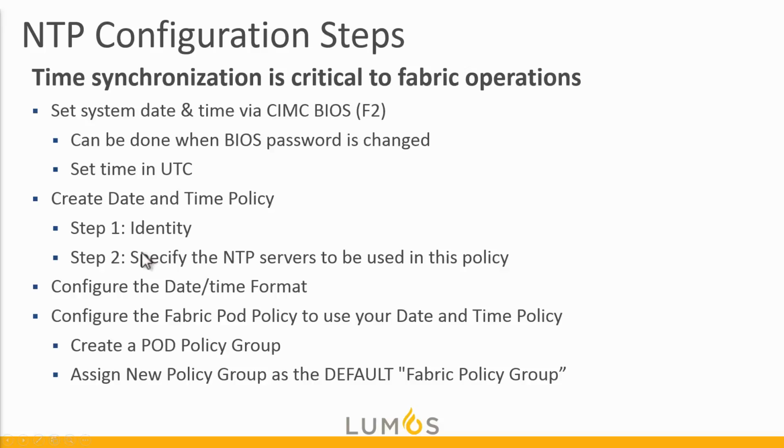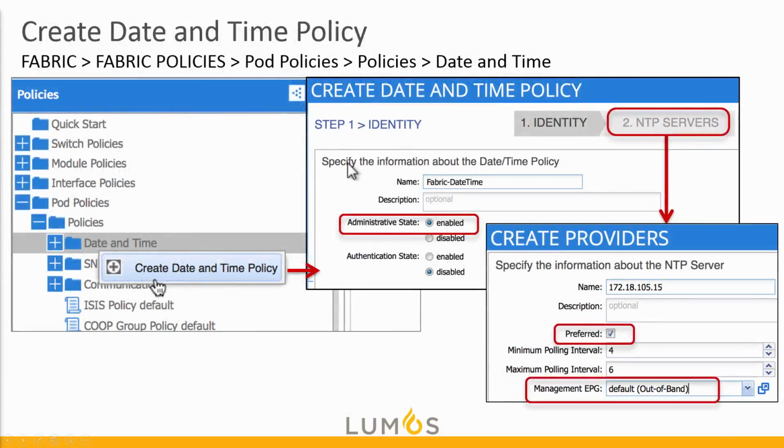So we'll create an identity and then specify the NTP servers that are to be used in the policy, set the date and time format, configure the fabric pod policy to use your date and time policy. So we'll create a pod policy and then assign the new policy group as the default fabric policy group. So again, this is under fabric policies, and then here we see on the left navigation pane pod policies, and then policies, and we can see the hierarchy up here, and then date and time. We'll right click and create date and time policy.